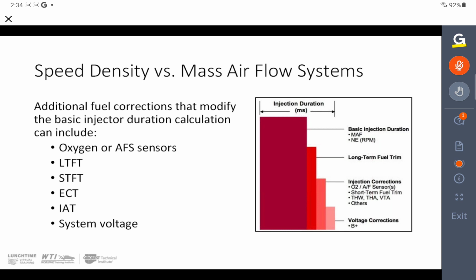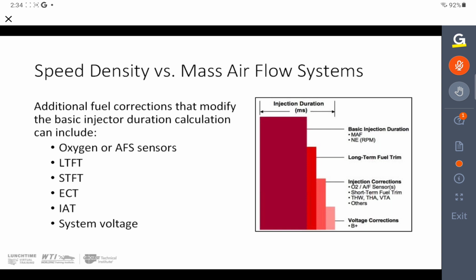Other things to know about fuel correction and modifications. Obviously, oxygen sensors and air fuel ratio sensors are basically the fine tuning of the vehicle. Everything else that we talked about as far as sensor input information, coolant sensor, throttle position, that's all pre-combustion. The oxygen sensor and air fuel ratio sensors, that's post-combustion.